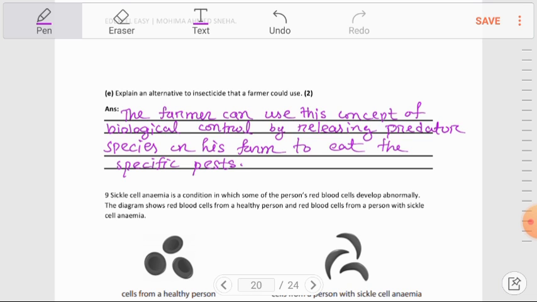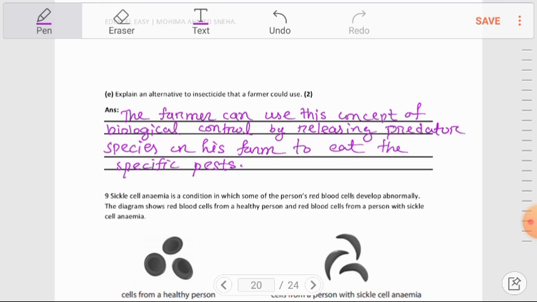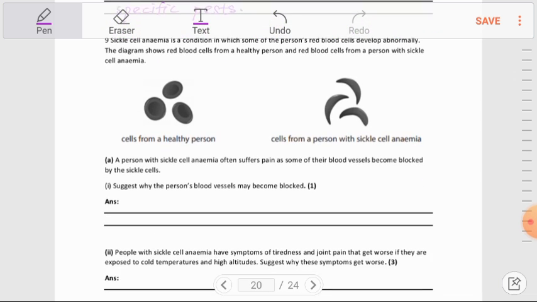Sickle cell anemia is a condition in which some of the person's red blood cells develop abnormally. The diagram shows the red blood cells from a healthy person and red blood cells from a sickle cell anemia patient. So this is from the healthy person's blood, and this is the blood from the patient with sickle cell anemia. A person with sickle cell anemia often suffers pain as some of their blood vessels become blocked by sickle cells. Suggest why the person's blood vessel may become blocked.